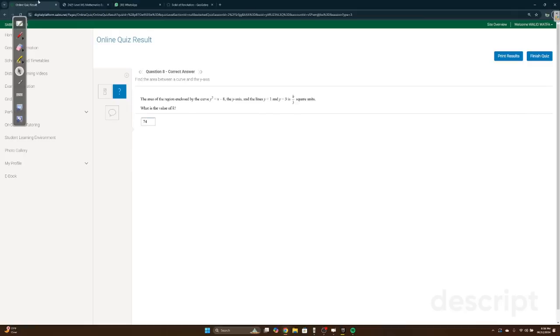Question 8. Okay, so here now, this is what I told you about the y-axis. For the y-axis, it's the same thing, except there's just one small step you have to consider. The area of the region enclosed by the curve y squared equals x minus 8, the y-axis and the lines y equals 1, y equals 3 is k over 3 square units.